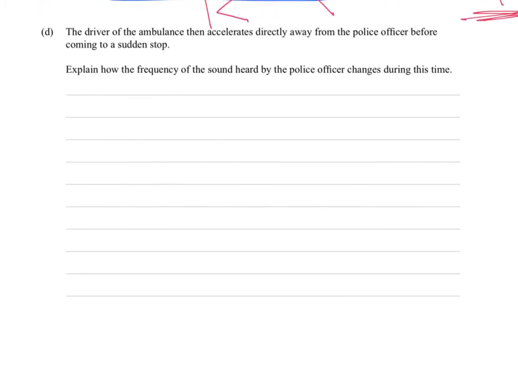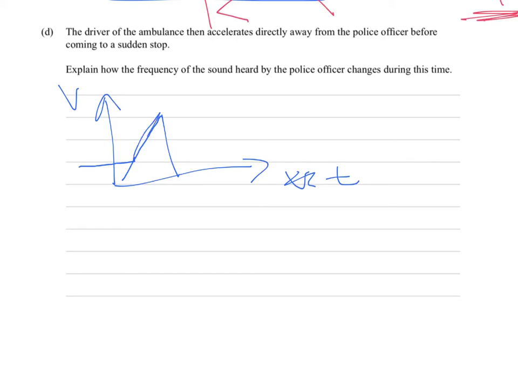D, the driver of the ambulance then accelerates directly away from the police officer before coming to a sudden stop. So explain how the frequency of the sound heard by the police officer changes during this time. Let's just draw a very quick profile of the speed over time. So the speed is increasing over time, and then it comes to a sudden stop. So there's no constant speed anymore. We were originally travelling at some sort of constant speed, but we're not interested in that. We're only interested from the point where it accelerates and then comes to a sudden stop, and how the frequency of the sound heard by the police officer changes during this time.